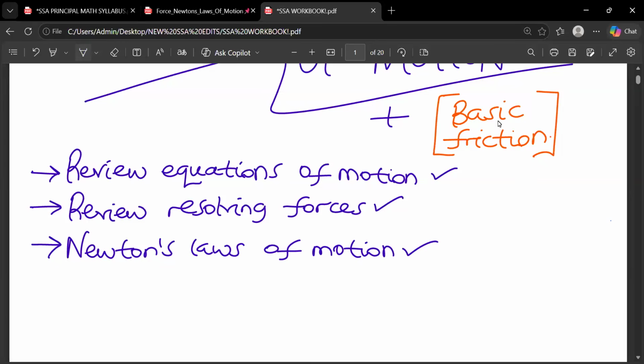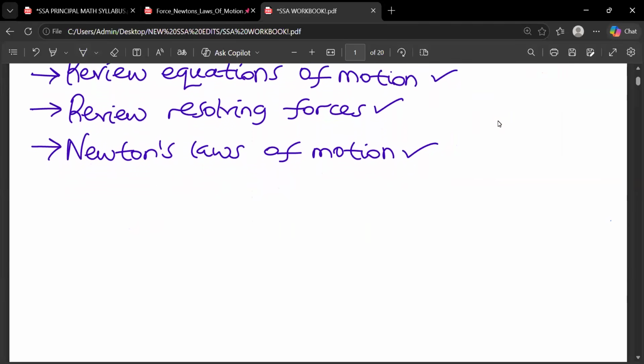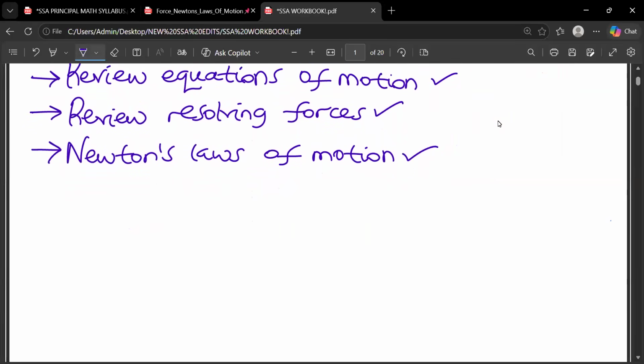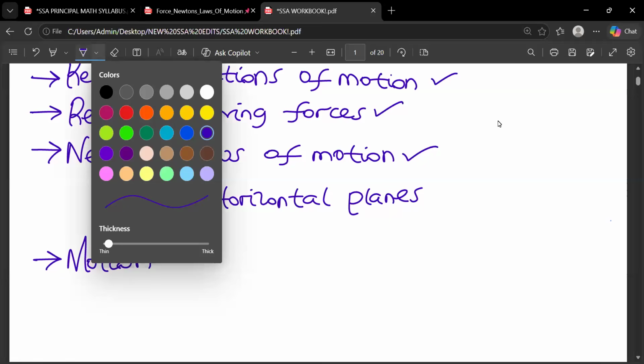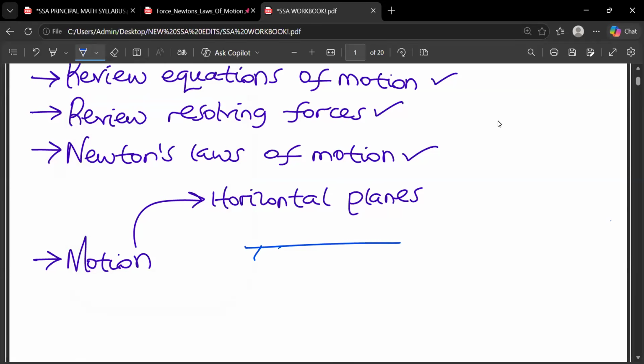Okay. Then after that, the motion we are going to cover is divided. So this is what you need to know. The motion is divided into two. There is motion on horizontal planes. Someone will be like, Doctor, what do you mean by horizontal planes? What we mean by horizontal planes, maybe you have something like this, the horizontal plane like that, and the body is just on top like this. That's what they call the horizontal plane.